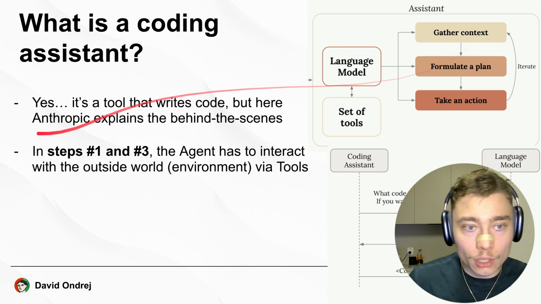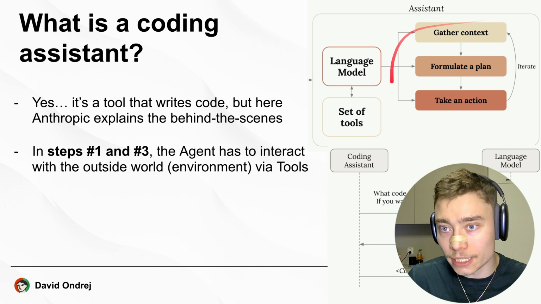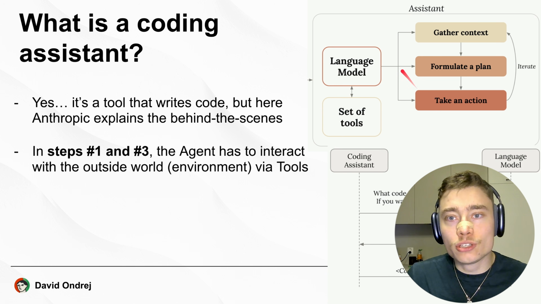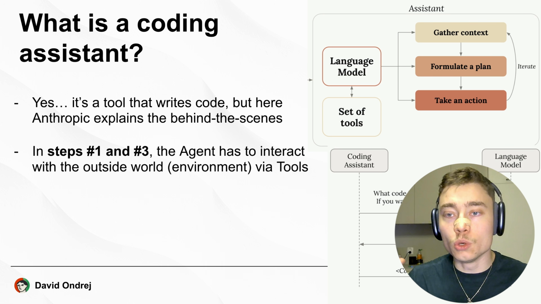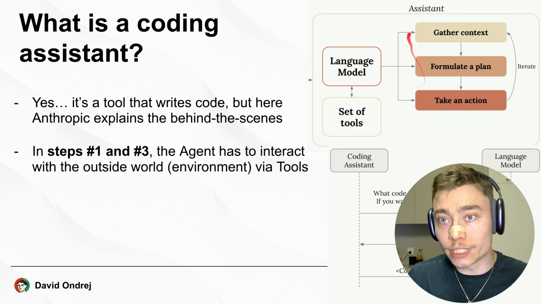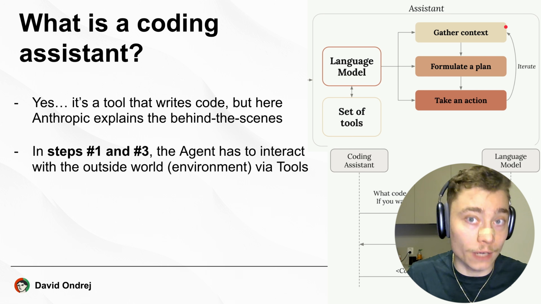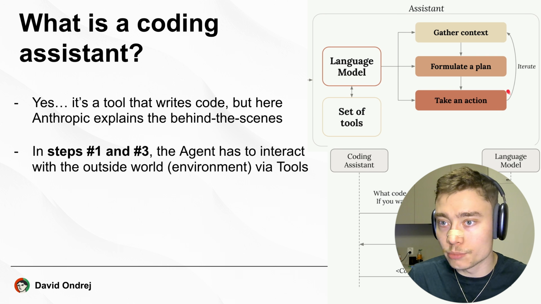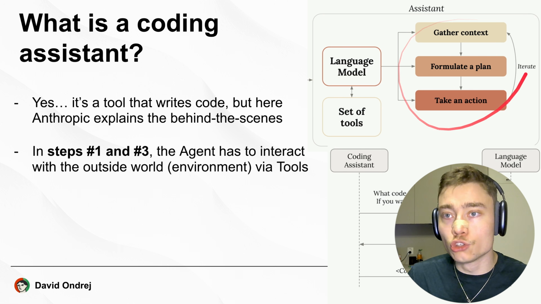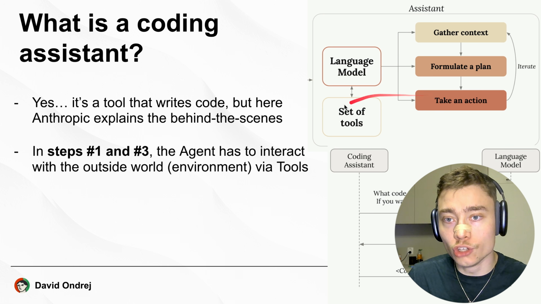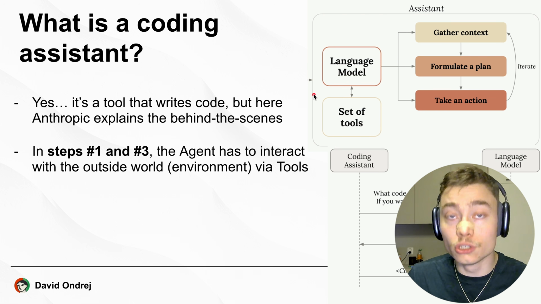the task is done. Now, if you look at steps 1 and 3, gather context and take an action, these cannot be done just by the language model reasoning or thinking. The coding agent needs to interact with the outside world, also known as the environment, with what we call tools. So to gather context, maybe it uses a read file tool to read some files. To take an action, maybe it uses edit file tools to edit the code of the files. But either way, it cannot do this just by thinking, just by answering. No, it needs relevant, useful tools to execute these actions.